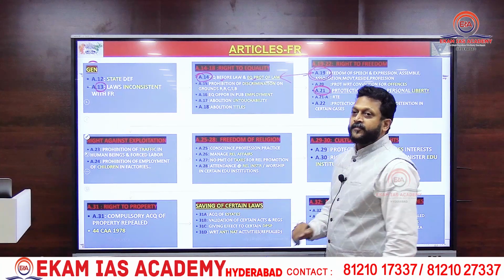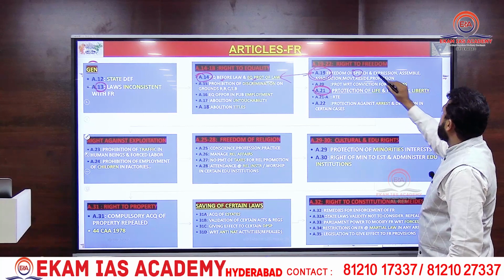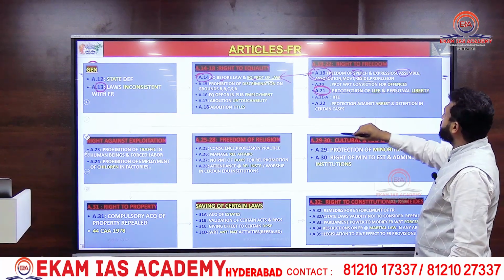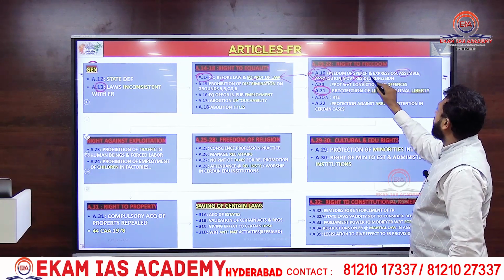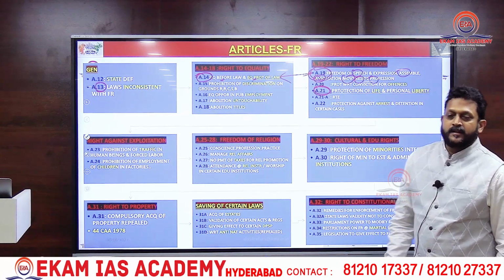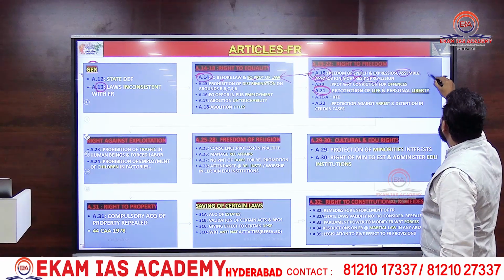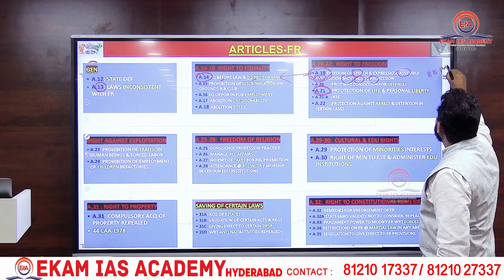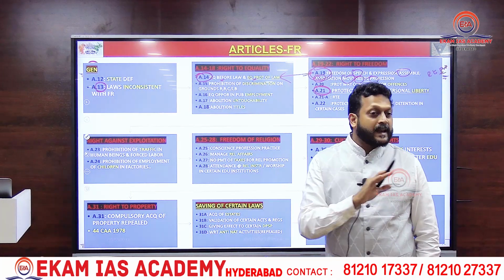And Article 19 is the freedom rights. Six freedom rights. What are those? Freedom of speech and expression, assemble, association, movement, reside, and profession. Previously, the right to property used to be one of the fundamental rights. Now it has been removed and they have made it a legal right.